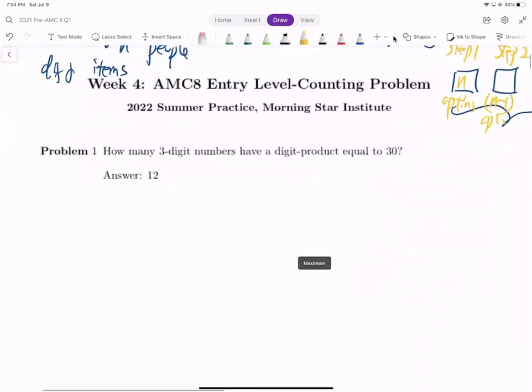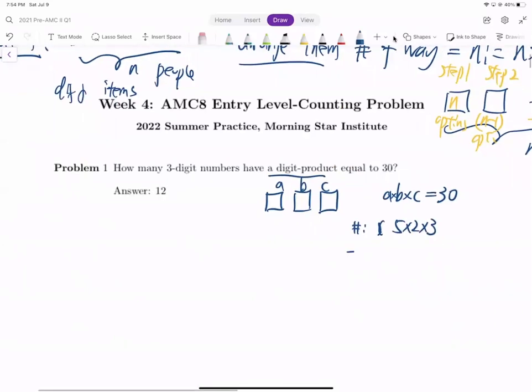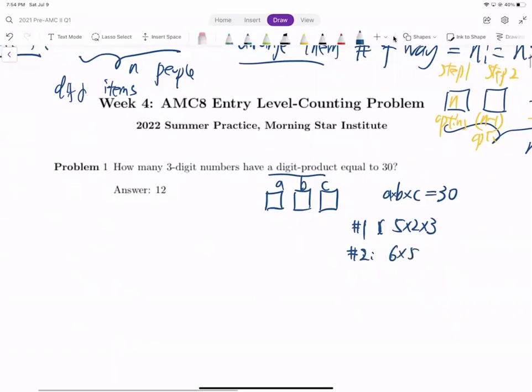Problem number 1. How many 3-digit numbers have a digit product of 30? Let's say the number is A, B, C, so A times B times C equals 30. Let's factorize 30. Because each digit is between 0 and 9, we have 2 ways to do it. Number 1, we can do 5 times 2 times 3. Number 2, the factorization is 6 times 5 times 1.